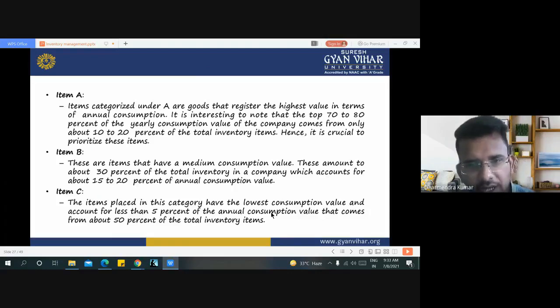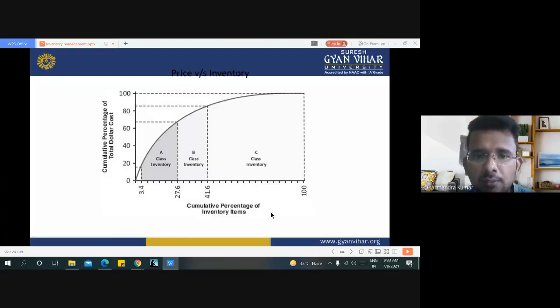this item placed in the category have the lowest consumption value, account for less than 5% of the total annual consumption with respect to the total inventory cost, that comes from about 50% of the total inventory item. This is the cumulative percentage of inventory item. Here you can see that A class inventory, B class inventory, and C class inventory.